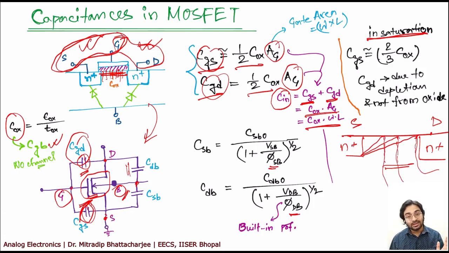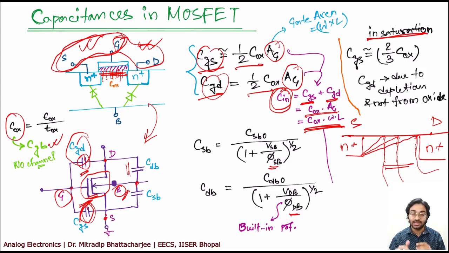So in such a condition, we assume that 2/3 of Cox is appearing towards GS. However, the total C in we consider as Cox into WL. This is just an assumption. This is not very accurate, but this works very well in the modeling.